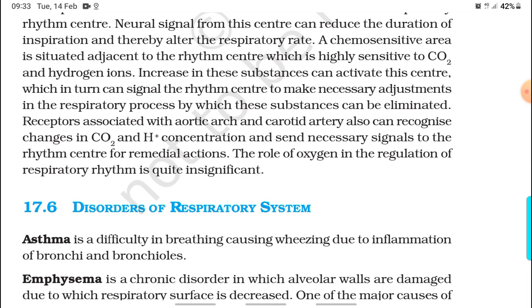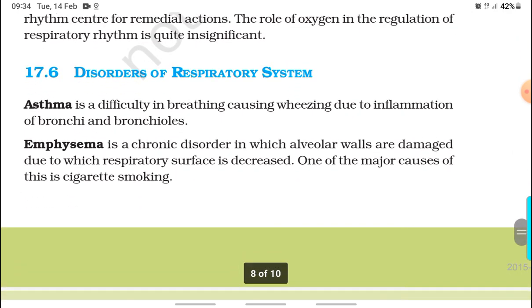Receptors associated with the aortic arch and carotid artery can also recognize changes in carbon dioxide and hydrogen ion concentration and send necessary signals to the rhythm center for remedial actions. The role of oxygen in the regulation of respiratory rhythm is quite insignificant.